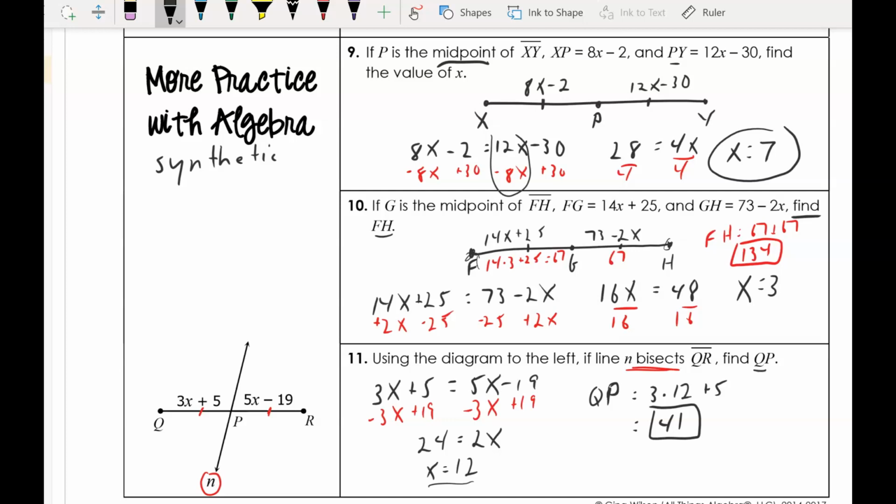But in number 11, we're only asked to find QP. So you really have to look at the directions carefully. We're only looking for this part right here. We don't have to double it because we're not looking for QR.